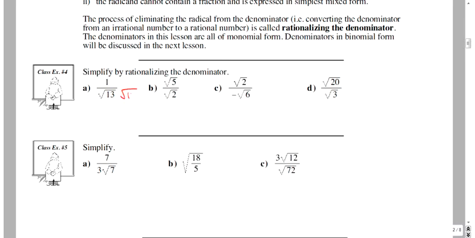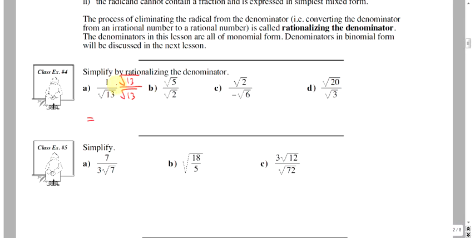What happens if I multiply it by the same thing? What happens to that radical? It cancels out. But I can't just do that. That'll change the question. Whatever I do to the bottom, if I do to the top, then I didn't change the question. Okay? Because what's root 13 over root 13? It's 1. I can multiply it by 1. I didn't change it.